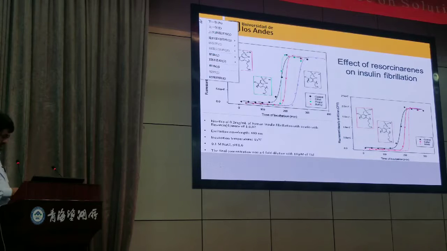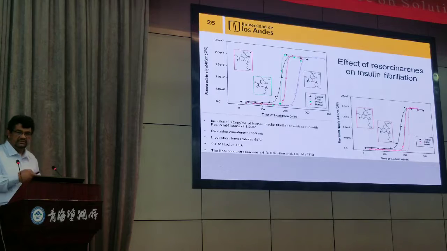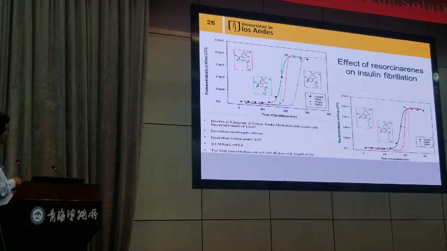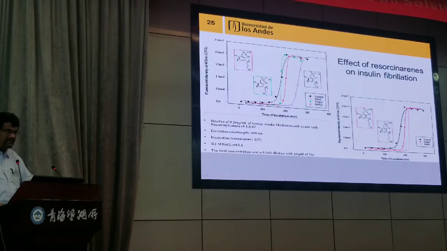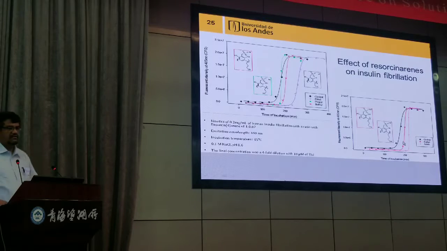In this slide, I show you the insulin fibrillations with Resorcin. In the first graph, the black points are the control, only the fibrillation of the insulin without Resorcin. We found that when we compare butyl, propyl, and ethyl Resorcin, practically the propyl doesn't have an effect on the fibrillation, but the other compounds inhibit the fibrillation of insulin in solution. When we compare the butyl Resorcin with the ethyl Resorcin, where we change the carbon atom by a sulfur atom, both inhibit the insulin fibrillation.